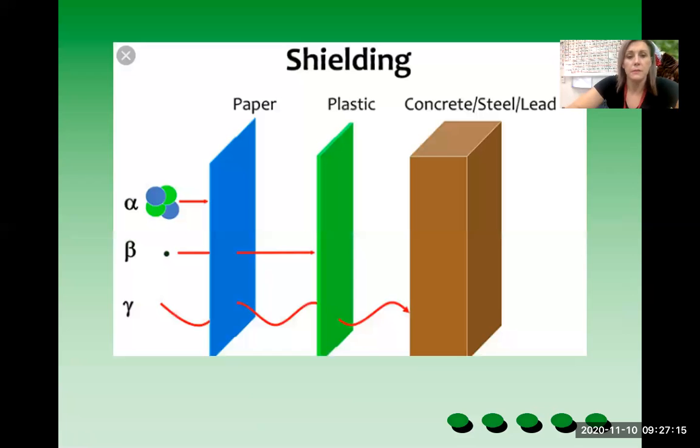All right, shielding. Alpha particles can be stopped by a piece of paper. Beta rays can be stopped by a piece of plastic, and gamma rays, concrete, steel, or lead.